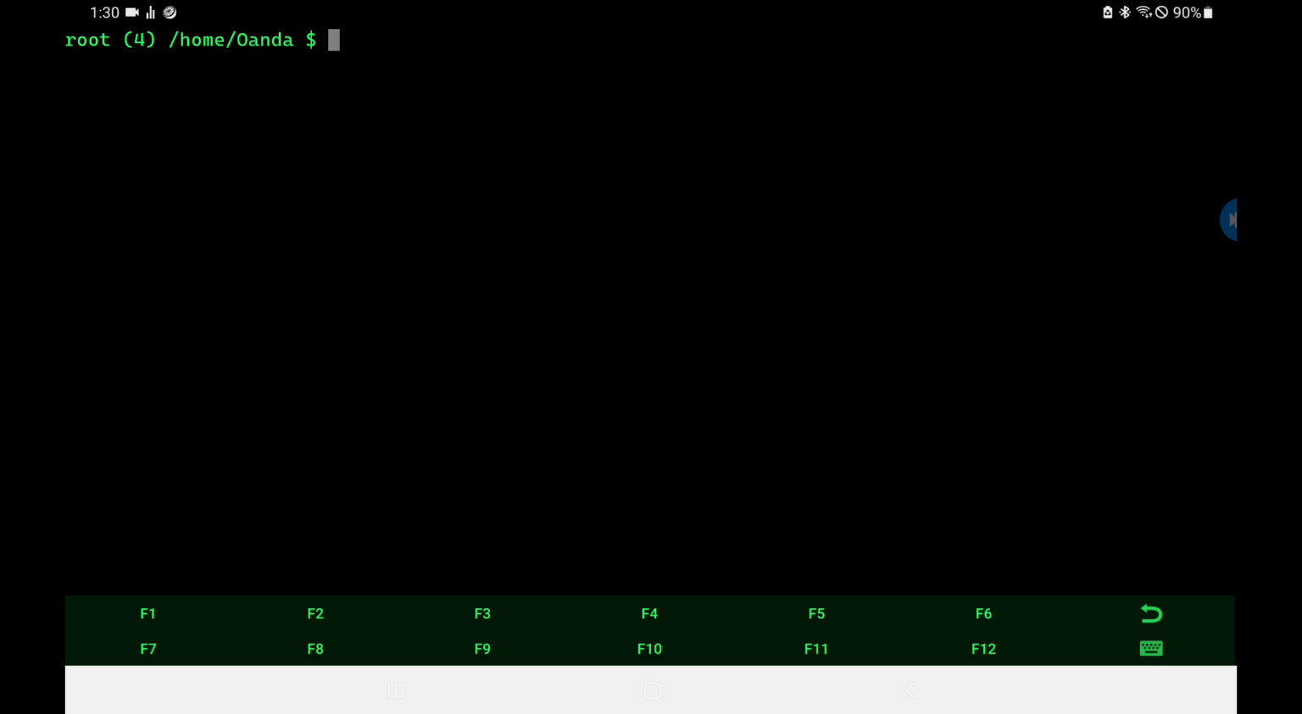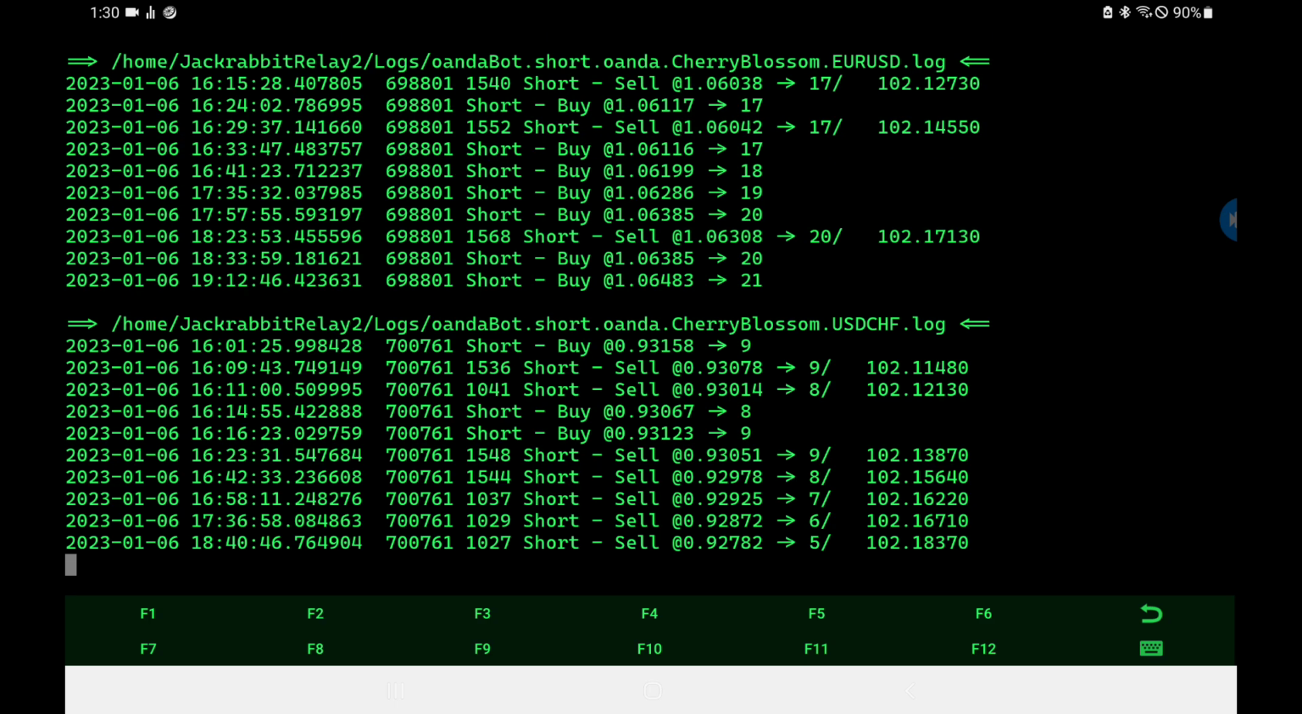And let's actually open up another window and let's see what that looks like. Now I have 3 assets trading. And it's showing Euro USD and it's showing USD with the Swiss franc. So here we go. We see how the log works. We actually see our balance too. Currently 102.18.337.